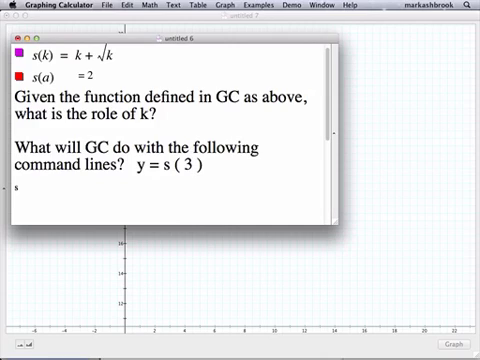So I want you to find someone. You're going to meet someone new because you're sitting in new places. Talk about that. What will it graph? Y equals S of 3. Go.